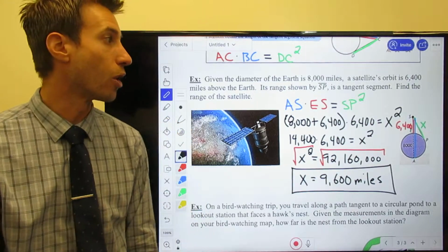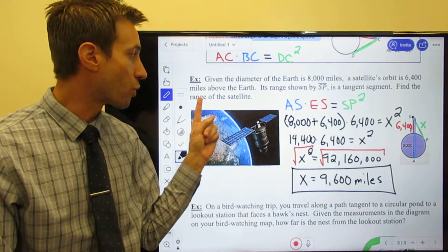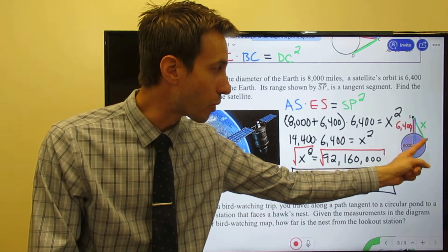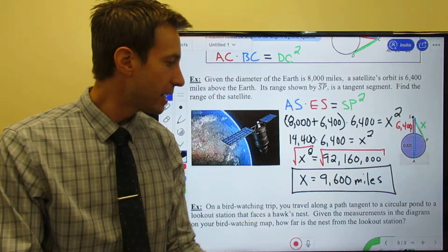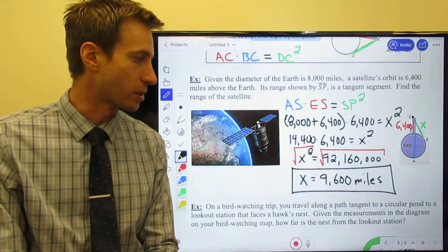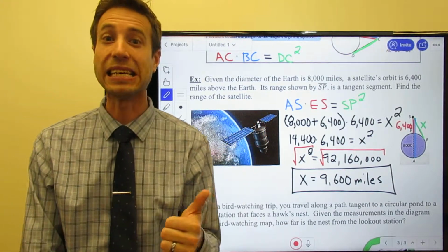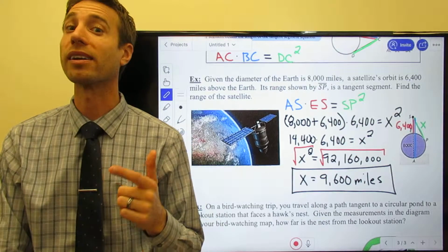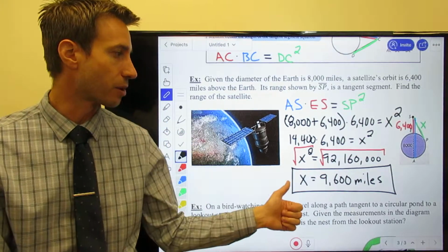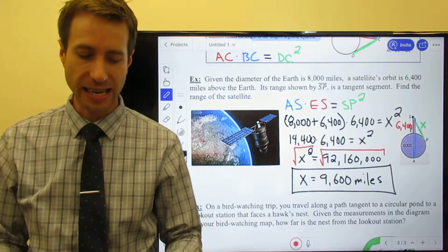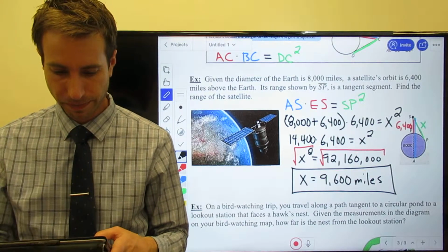So the question was, find the range of the satellite. Well, the range is SP, and it turns out SP is 9,600 miles. How did we find it? We simply set up the secant tangent product theorem. Secant tangent product theorem solved that one for us. I got another one for you. Let's keep going.